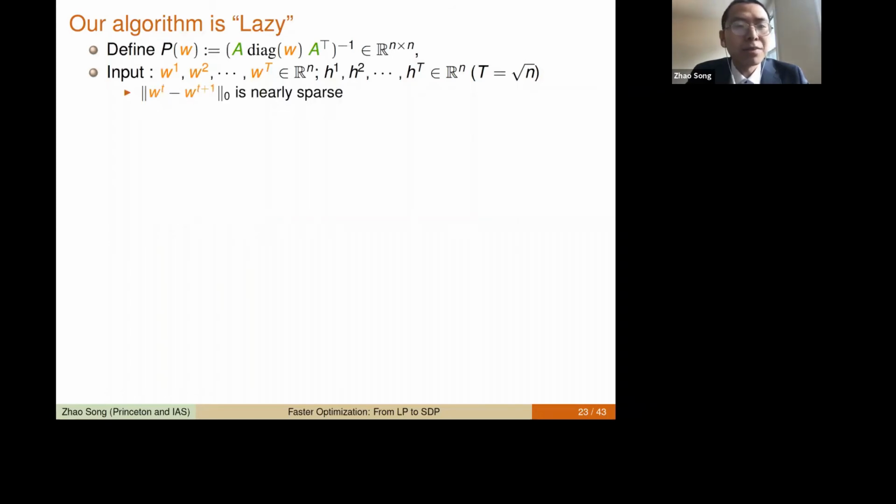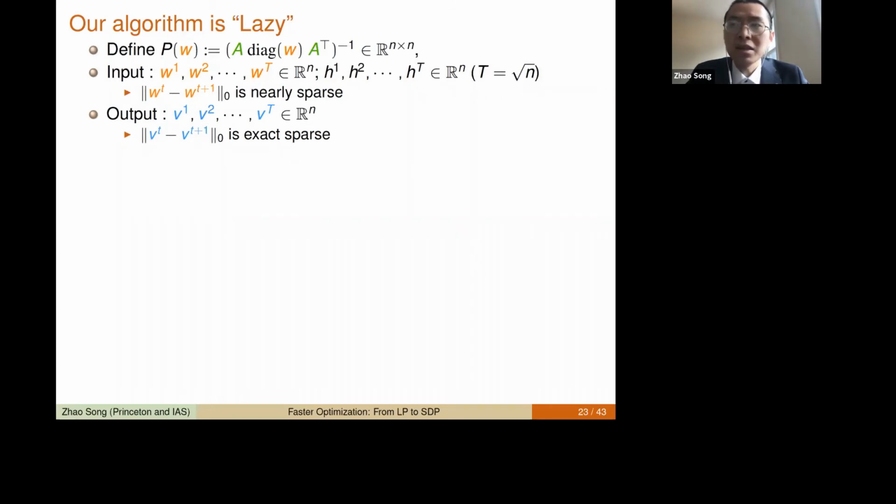also get H. And what we know in math is that WT minus WT plus 1 is actually nearly sparse. Nearly sparse means most entries are very tiny, and only a few entries are huge. And your goal is the following. Whenever you see a vector W and you want to modify W to some vector V, you want to make sure W is close to V, and in the meantime, you also want to make sure the difference between VT and VT plus 1 is exactly sparse.